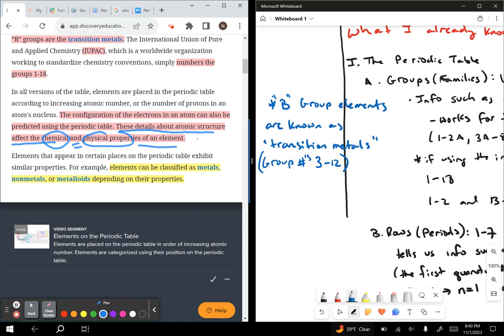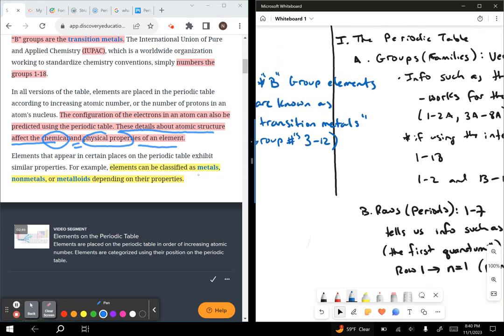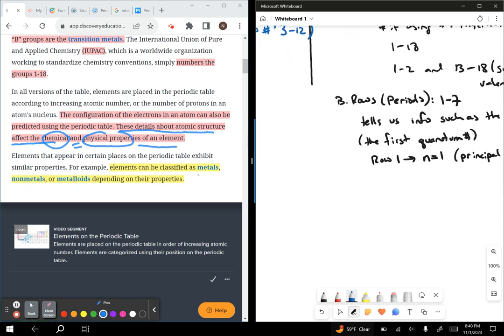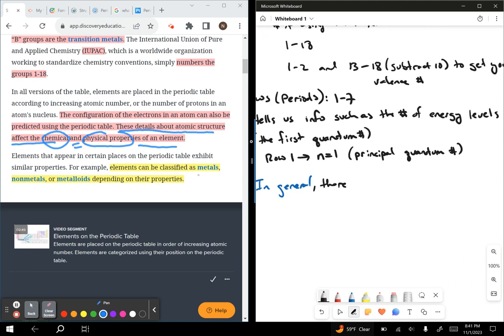So what did they say? In general, your periodic table is divided into 3 broad categories. Okay. Let's go ahead and put this down as letter C, okay? Letter C. In general, there are 3 broad general categories.